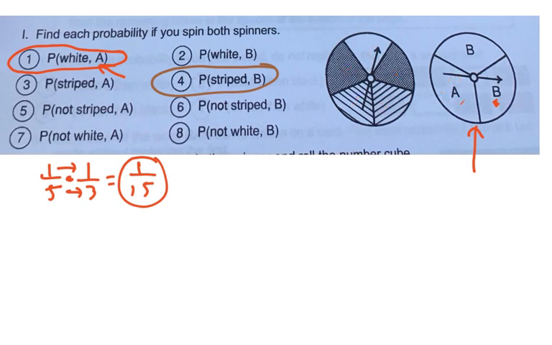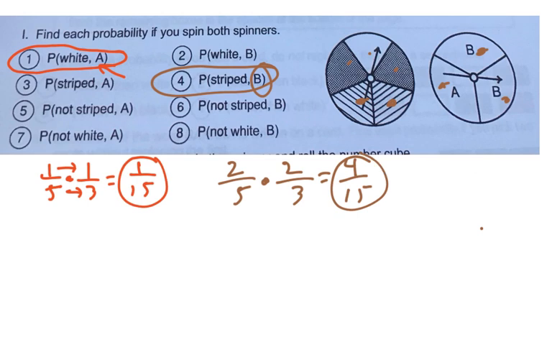How about we do the probability of striped and getting a B? Well, the chance of getting a striped is 1, 2 out of 1, 2, 3, 4, 5 sections. So that's 2 out of 5. What's the chance of getting the B over here? Well, B is 2 sections out of 3, right? So that's 2 out of 3 chances. Combining them, we're going to times them together. We're going to get 4 out of 15 as our probability.